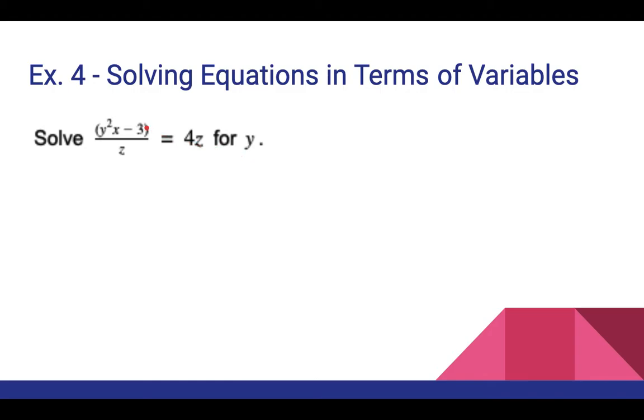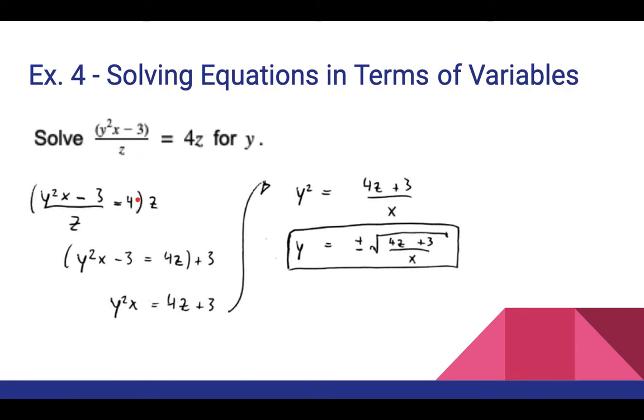So if we want to solve for y in this case, the first thing we do is get rid of z in the denominator by multiplying both sides by z. The z right here should actually be absent. I'm not sure how it got here. All right. So let's say it's y squared times x minus 3 over z equals 4. Again, the z shouldn't be here.